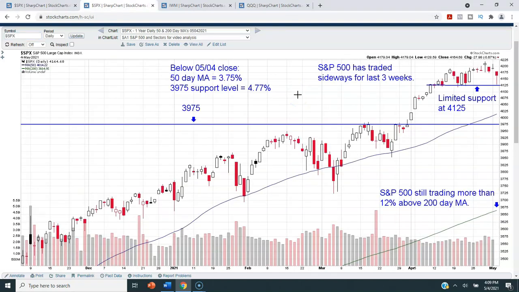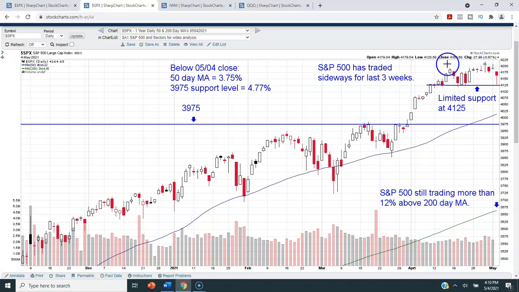The next chart we're going to take a look at is a one-year daily candlestick chart of the S&P 500. Each candlestick on this chart represents one day of trading. The horizontal blue line is 39.75. We'll talk about that. We've got a short blue line here at 41.25. The 50-day moving average is right here, this blue line, and the green line is the 200-day moving average. Again, we already know that we were down 67 basis points for the day.